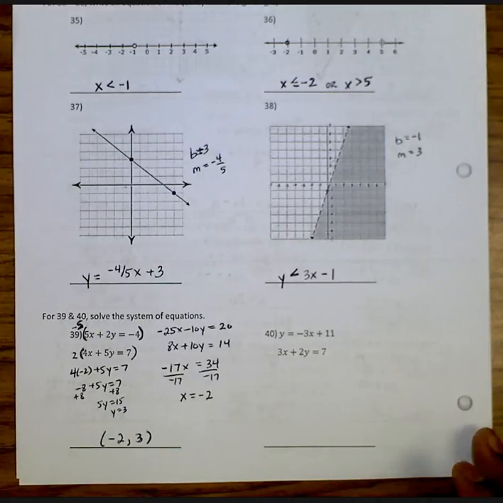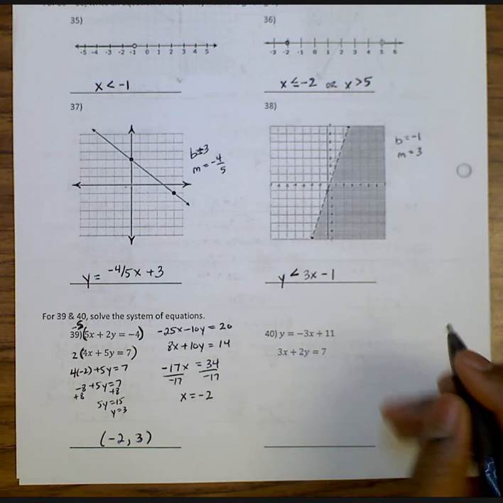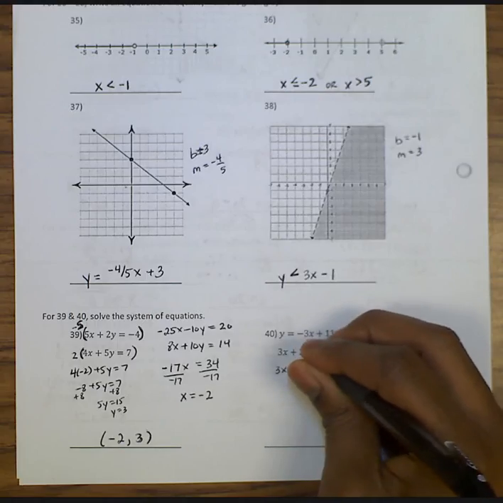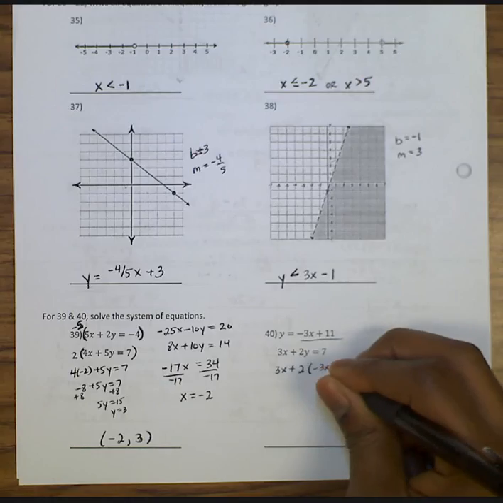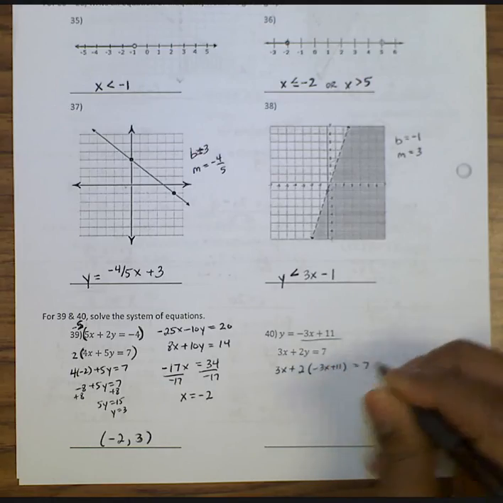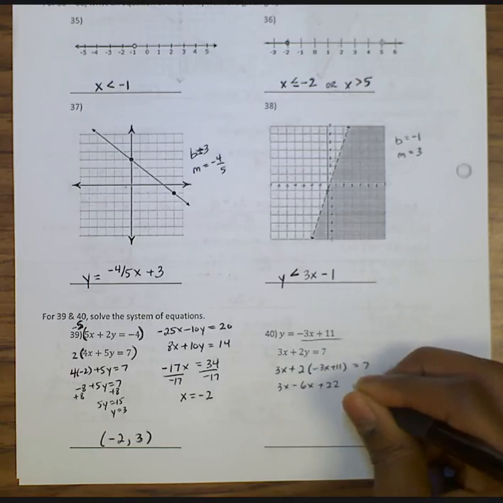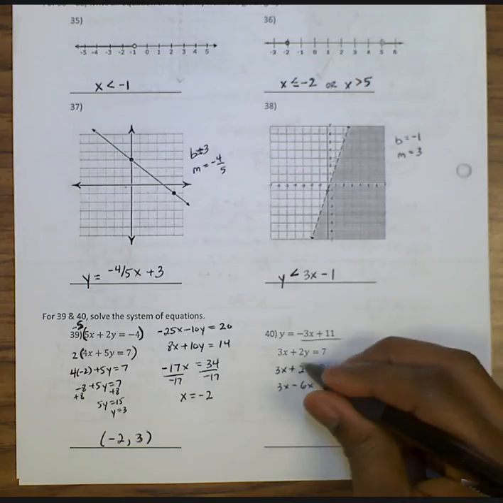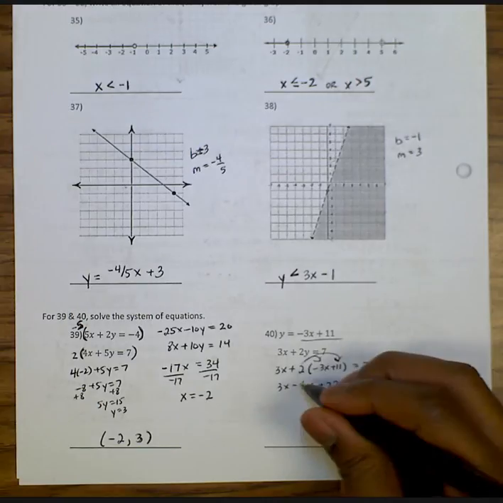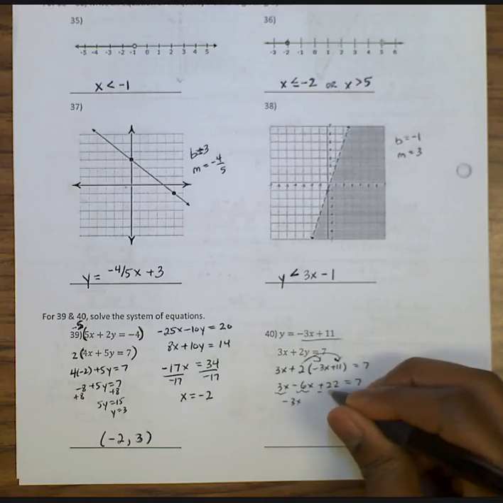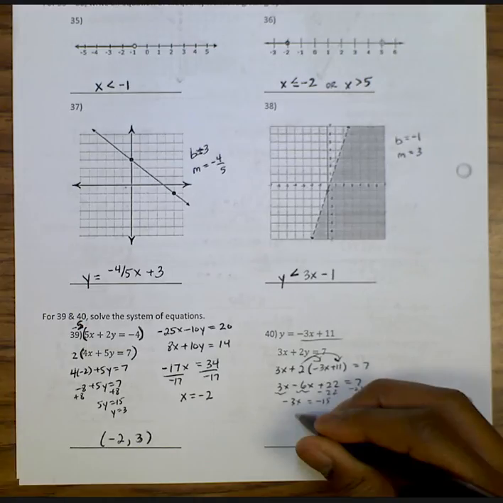Number 40. This is set up for substitution. We can tell because y is already by itself. So we have 3x plus 2, and now I'm substituting negative 3x plus 11 for y. Those are the same thing. So 3x minus 6x plus 22 equals 7 as I distribute this. Combine my like terms. This is negative 3x. I'm going to subtract 22 from both sides, and that gives me negative 15. And so x is 5.